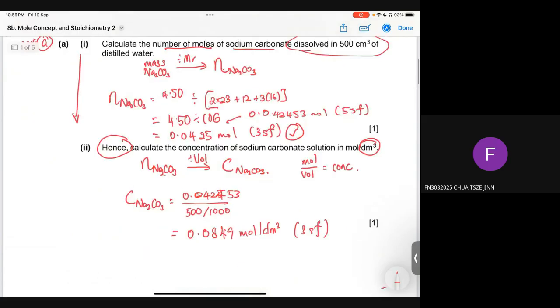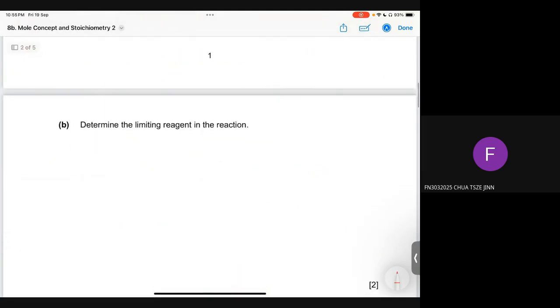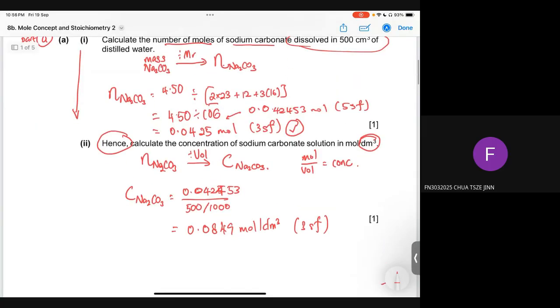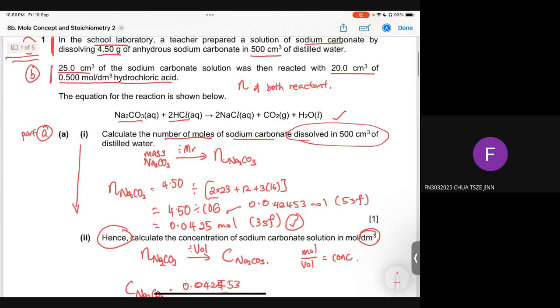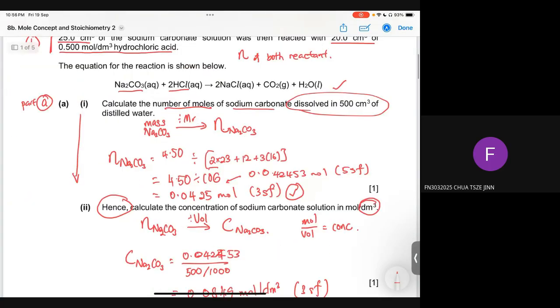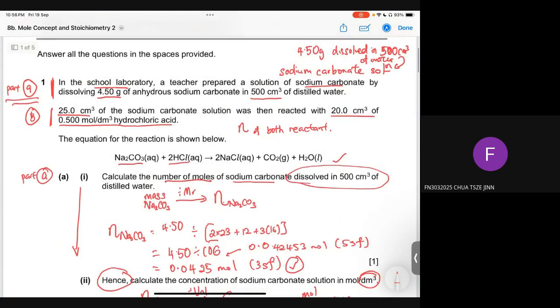So I got two things. I got sodium carbonate, and I got HCl. These are my two reactants. To be able to know which is the limiting reactant, I must find the number of moles of each of them. For sodium carbonate, you haven't found the number of moles yet because they use 25 cm cube. So now this one is part B, referring to this part B over here.